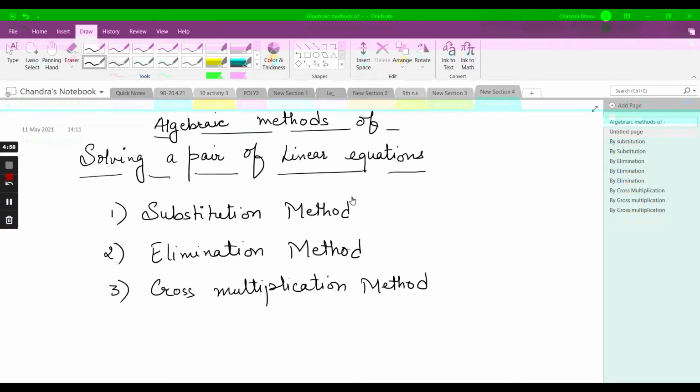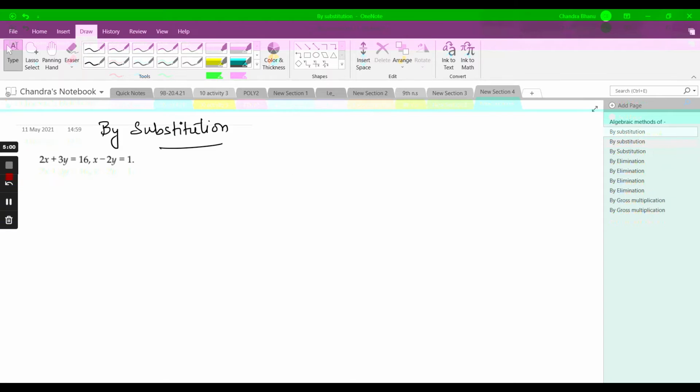In our previous video, we learned to solve a pair of linear equations graphically. In this video, we'll learn to solve it algebraically. We have three methods to solve it algebraically. The first one is substitution, the second elimination, and the third cross multiplication. We'll discuss each method one by one with all the three cases of intersecting lines, parallel lines, and overlapping, coincident lines. Now let's solve this pair of linear equations by the substitution method.